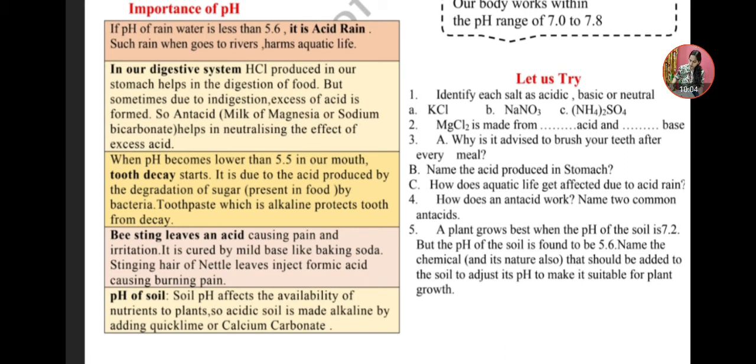The last question we have, a plant grows best when the pH is 7.2, but when the pH is found to be 5.6. 5.6 means acidic. Name the chemical that should be added to soil to adjust its pH to make it suitable for plant growth. Students, pH is 5.6. It means its nature becomes acidic. To reduce the acidity, we can add calcium carbonate. On your left hand side, the last box, pH of the soil, you can see the soil is made alkaline by adding calcium carbonate or quicklime.